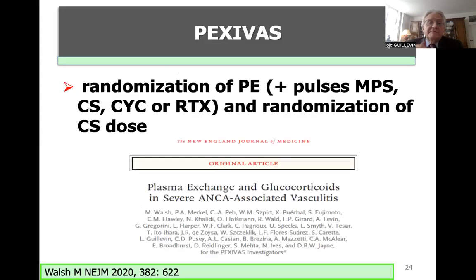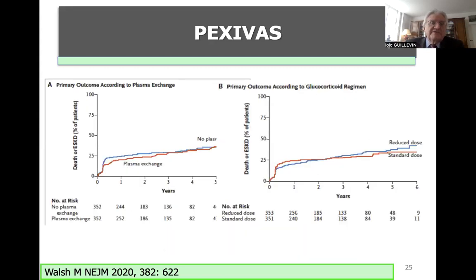And more recently, in 2020, the different vasculitis groups all over the world joined their efforts and studied the indication of plasma exchanges versus pulse methylprednisolone and oral steroids, and they treated patients with cyclophosphamide or rituximab. It was a randomized controlled study with 2 randomizations, one for plasma exchange and the other for corticosteroid dose. The results are shown here, and they are interesting, but they need to be commented.